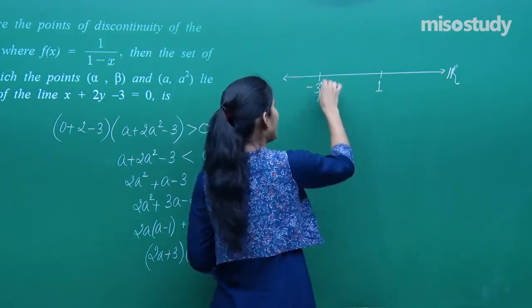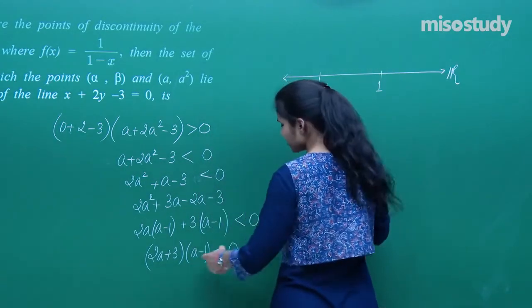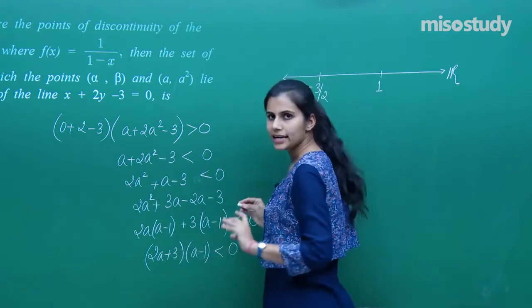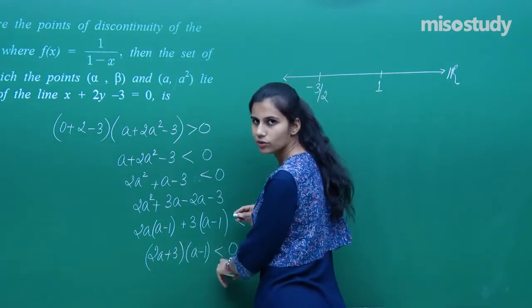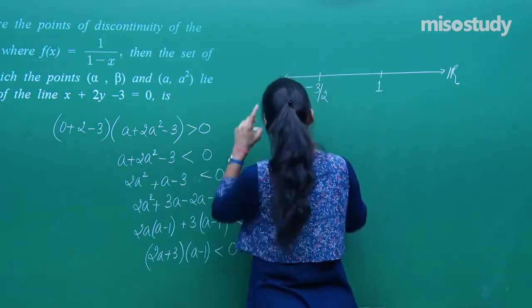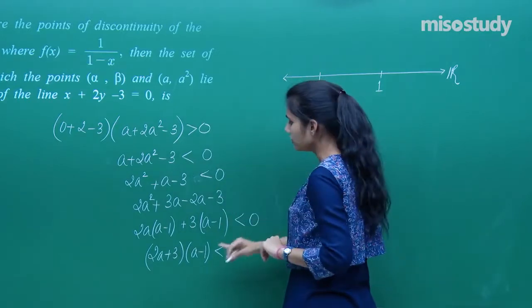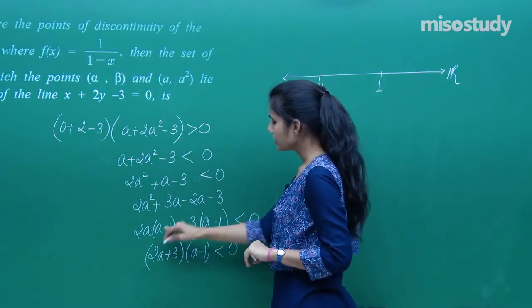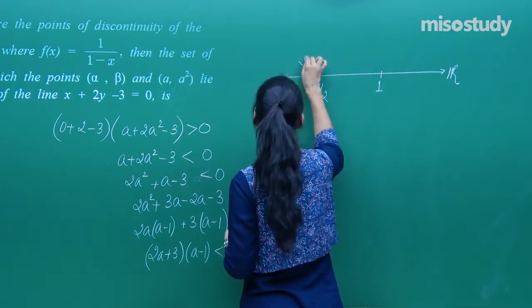Fine. At minus 3 by 2 and at 1, this will be equal to 0. So a cannot take these two values because I want less than 0. If you take numbers from here which are strictly less than minus 3 by 2, this will be negative, this will be negative, so the answer will be positive. So I cannot take this range.